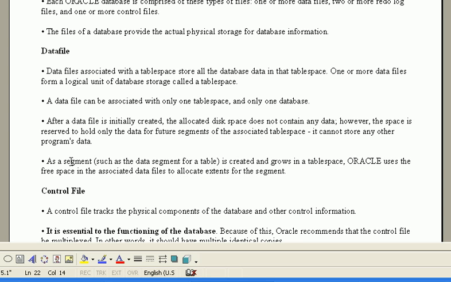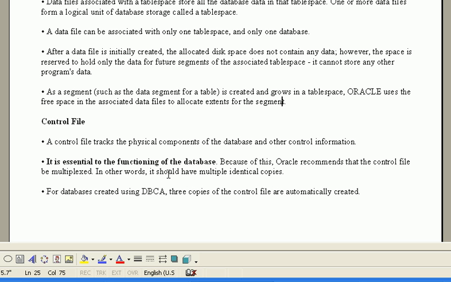As a segment is created and grows in a table space, Oracle uses the free space in the associated data files to allocate extents for the segment.